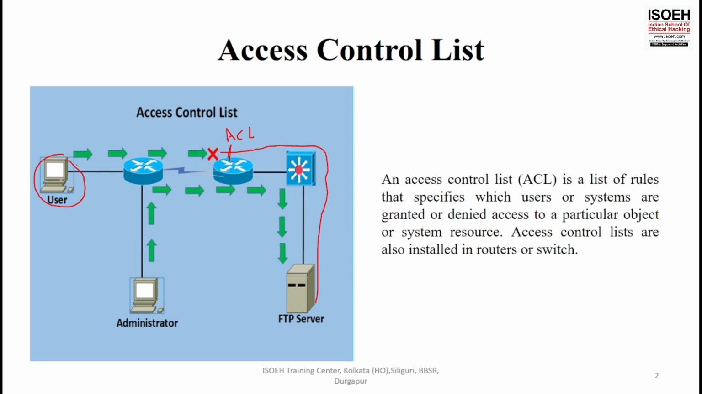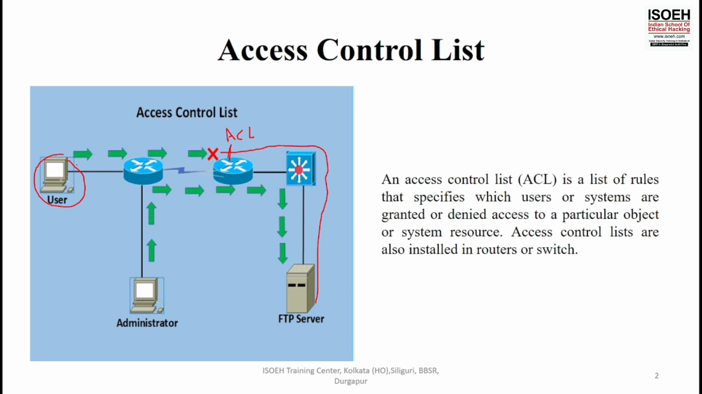So first choose your ACL router. The ACL policy is implemented on the ACL router. An ACL, access control list, is a list of rules that specify which user or system is granted or denied. There are two methods to perform ACL: granted and denied, that means permit and deny. The permitted user comes into our network. The denied user never comes into my network.